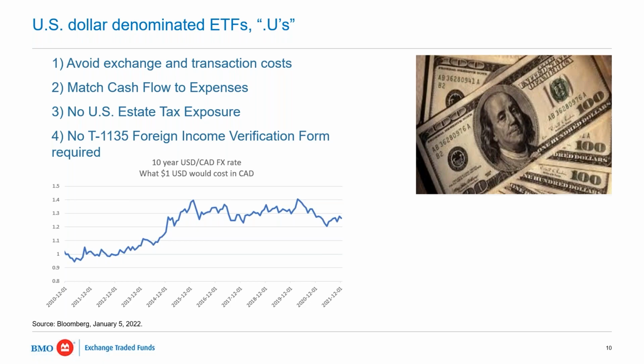So there's no US estate tax exposure. A .U ETF, even though it holds US dollars and it holds US equities or US bonds, is actually considered a Canadian asset. So it's a domestic asset because it is trading and listed here in Canada. So that has some benefits.